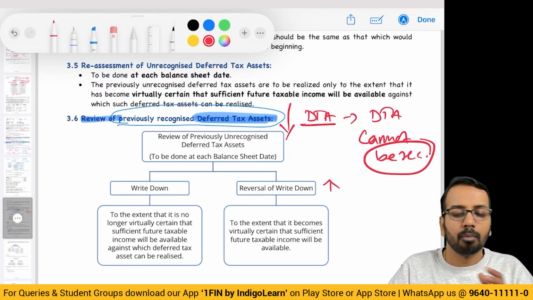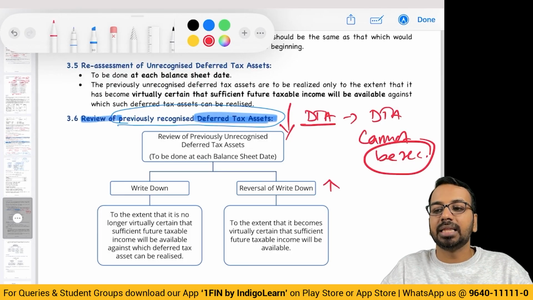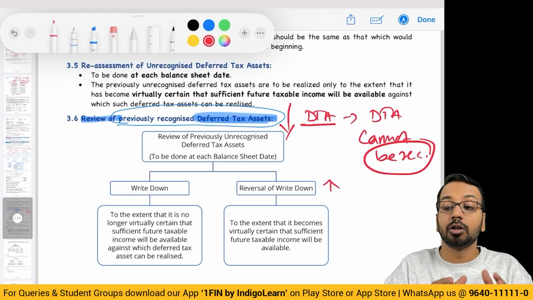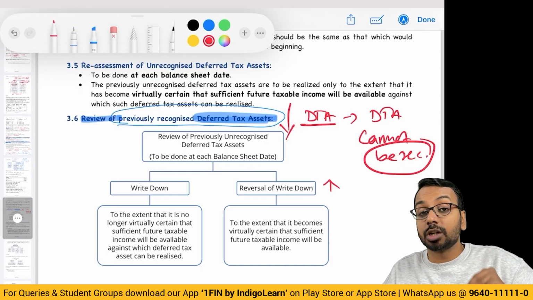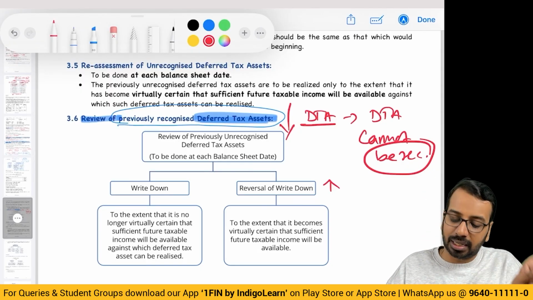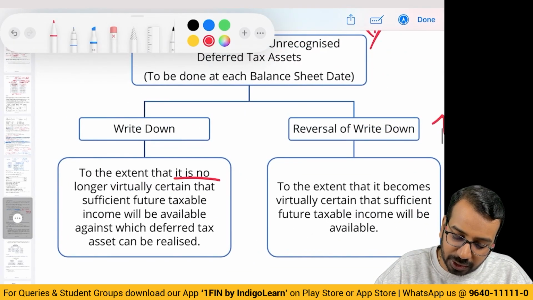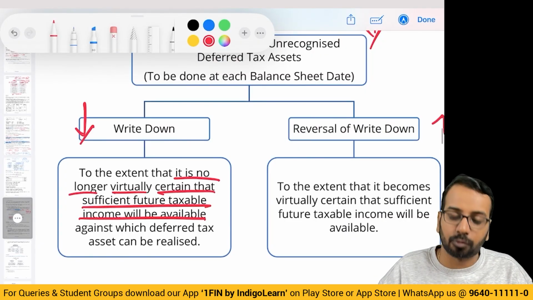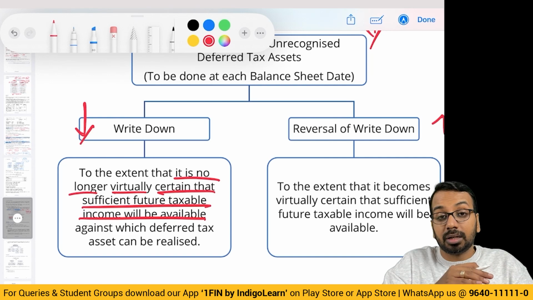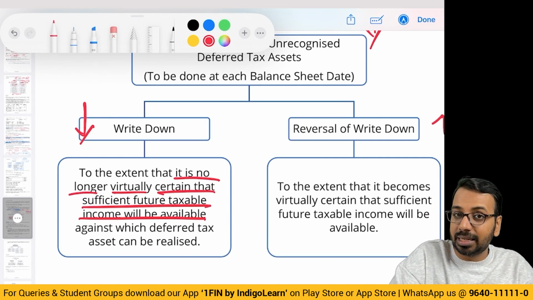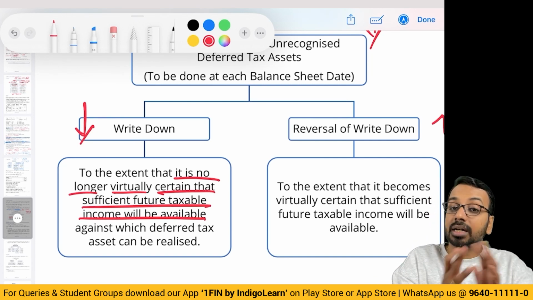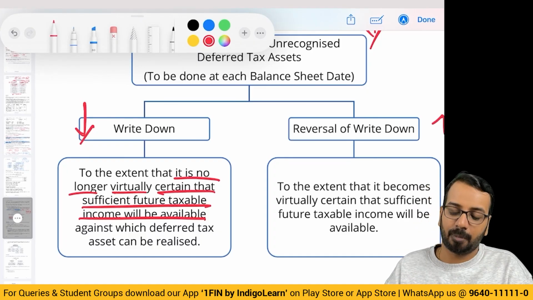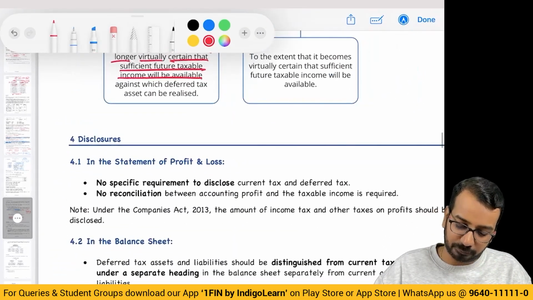So basically, both the DTL and DTA will be reviewed at the end of each balance sheet date to see if there is no certainty existing. I have already recognized DTA, but it is no longer virtually certain that future taxable income will be available. Write down. Previously, I have written down. Now there is evidence that I can realize it. Reverse it. I have not recognized it in the past. Now I feel that I will be able to recognize it. Reverse it. So that is what is done.